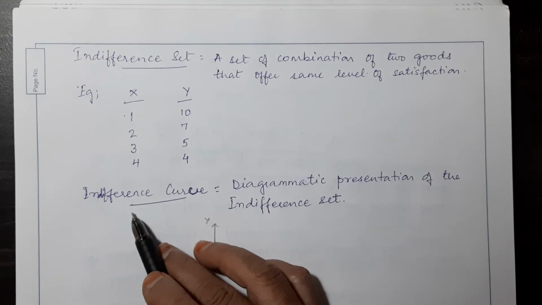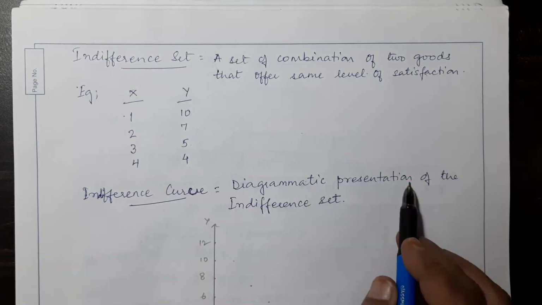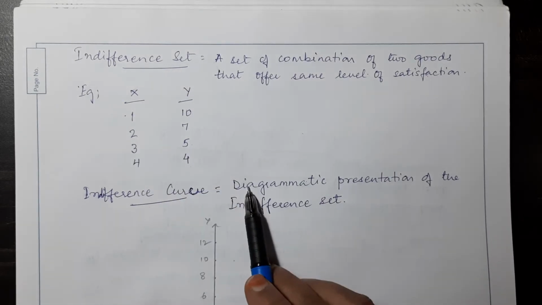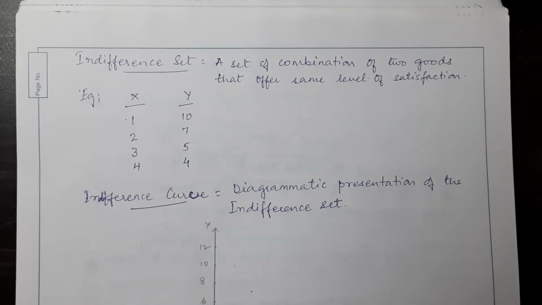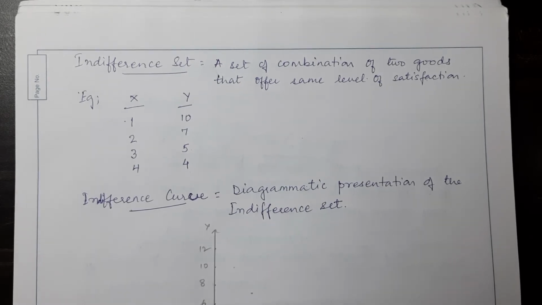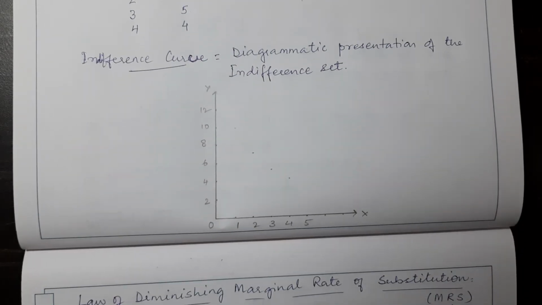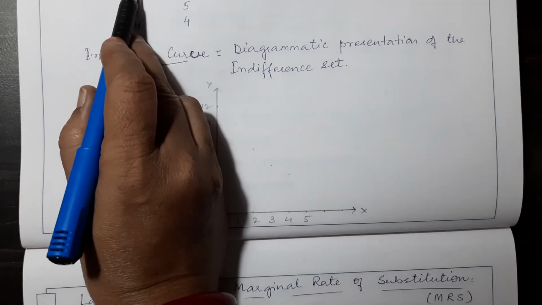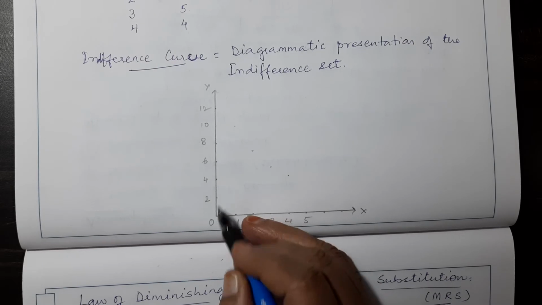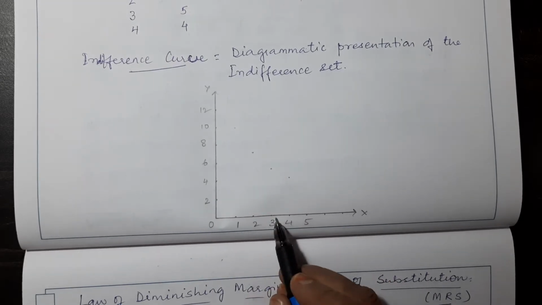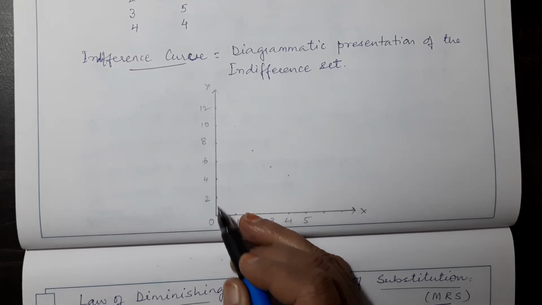Right? Now, what is an indifference curve? The indifference curve is just the diagrammatic presentation of the indifference set. That means graphically, if we present these sets, then they form an indifference curve. Let's look at it. Now, if you try to plot these points, you have 1 of x and 10 of y. 1 of x is here because x is plotted on the x-axis and y on the y-axis. So this is what the scale has been taken. 1 unit is equal to 1 and here 1 centimeter is equal to 2 units.